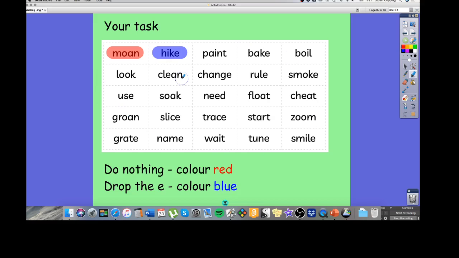I want you to do that to all the other ones. And that's it for today, because tomorrow you're going to use this sheet and we're going to write some sentences about it. Okay, but for today it's just a bit of colouring. Off you go.